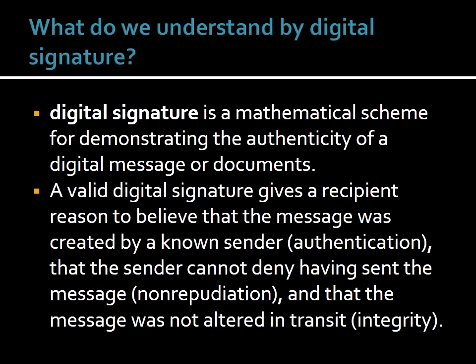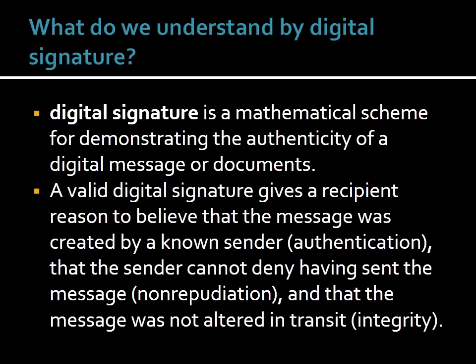What do we understand by digital signature? Okay, so the digital signature is a mathematical scheme for demonstrating the authenticity of a digital message or document. What do these lines mean? Basically, a signature is a proof to the recipient that the document comes from the correct entity. This is what we all want when we talk about authenticity. So a valid signature gives a recipient a reason to believe that the message was created by a known sender. That is the sender from whom the receiver wants to receive the message. That is basically the authenticity, right?